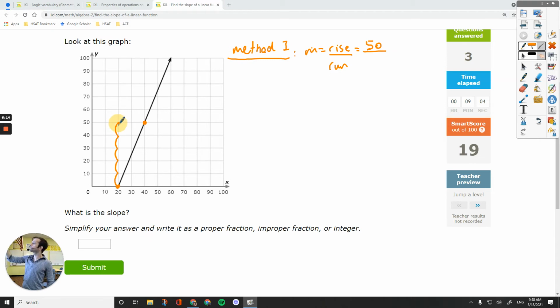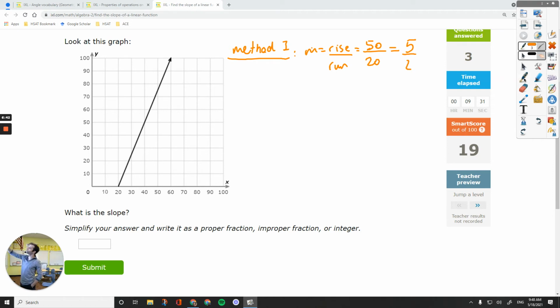Run is from right here to that point is 2 grids, and that equals 20 units because the grids go by tens. So 50 over 20. If you put 50 over 20, that's going to be wrong. You need to simplify them. You can divide both of those numbers by 10, which gives you 5 over 2. That's the first method. What about the second method?